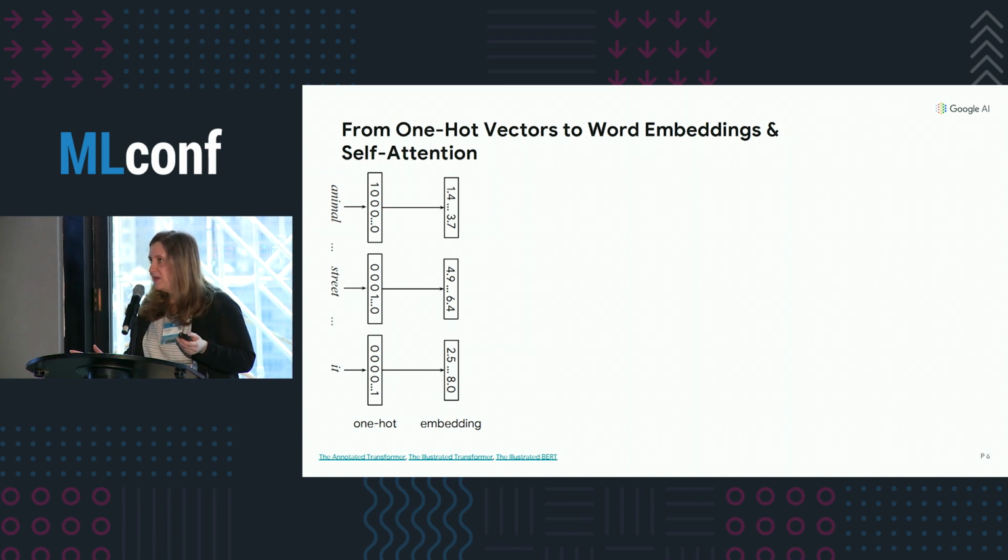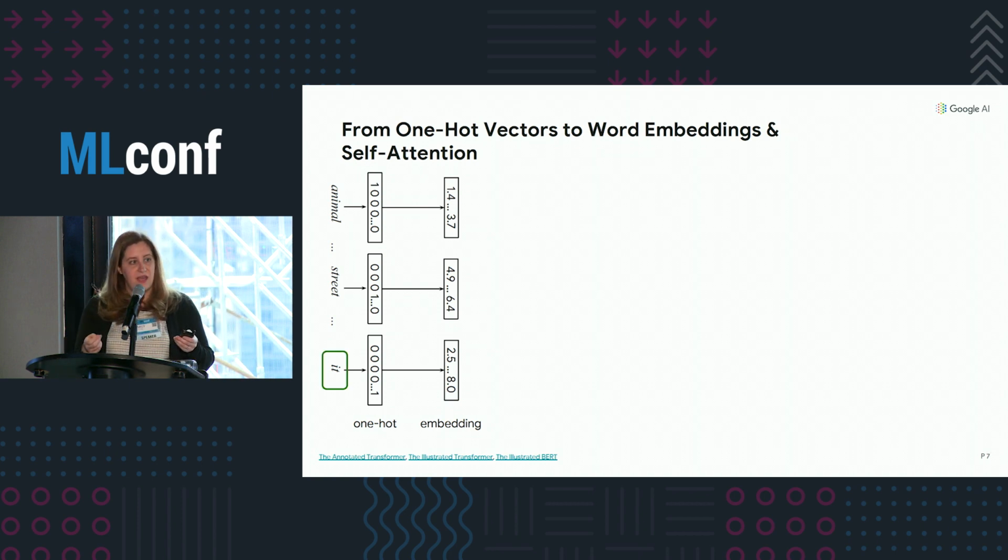So the first step is that for each word, so if I say the animal didn't cross the street because it was too tired, for each word we first look it up and then we look up its word embedding. So that's the first piece. But each of these word embeddings is completely context independent. So now let's focus on just the word it.